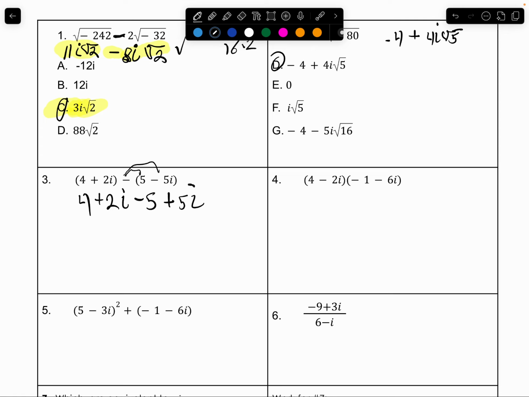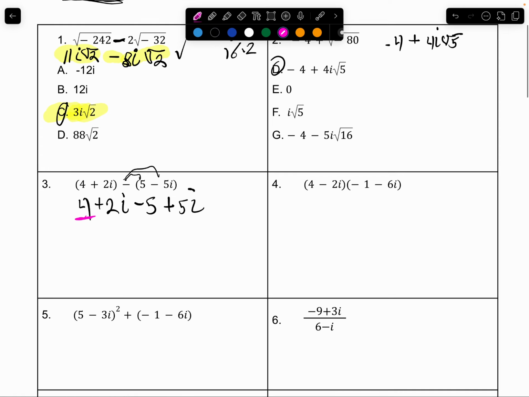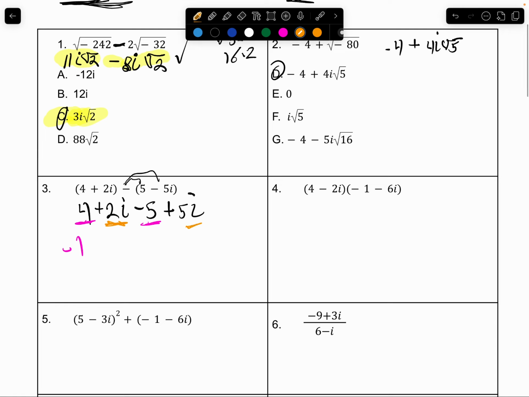And we can put together things that are the same. So the stuff without i's is negative 1. And the stuff with i's is 2i plus 5 more i is positive 7i. And we have our answer. Circle it. We showed our steps.